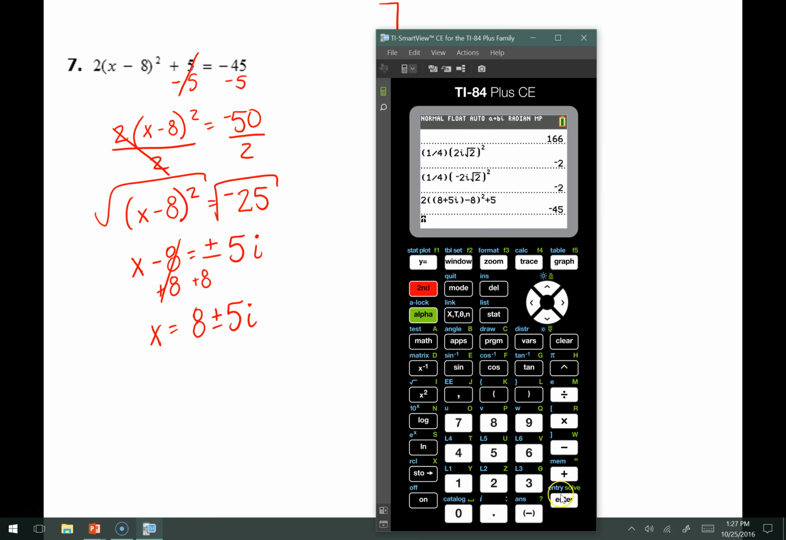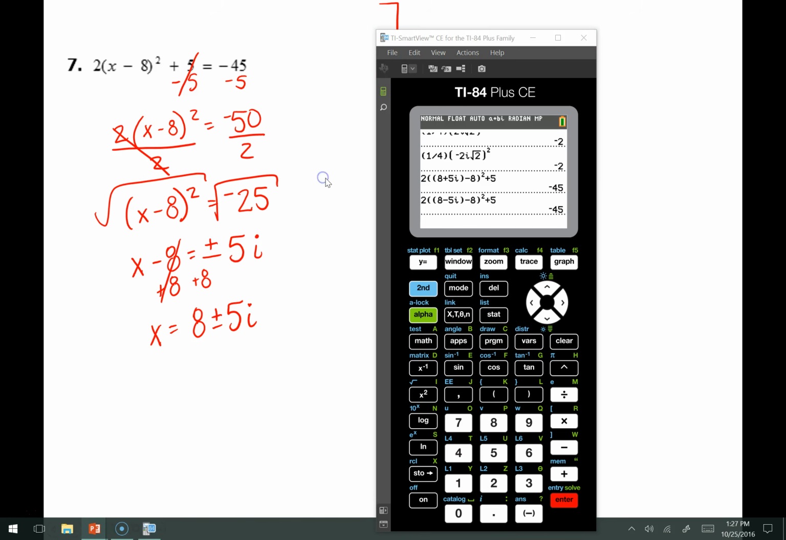Let's hit second enter, and let's change now that positive sign with the 5i to a minus sign so that I can check my negative case. So I'm going to move my cursor back over, put a minus sign there, and then hit enter. That gave me -45 too, which means that both of these answers check, and my final answer is 8 plus or minus 5i.